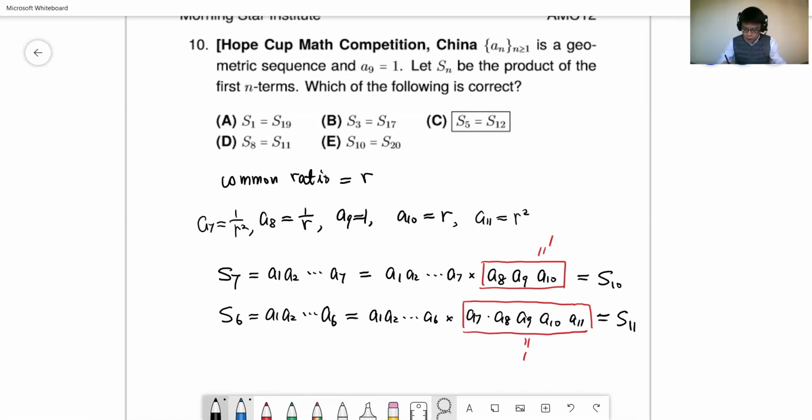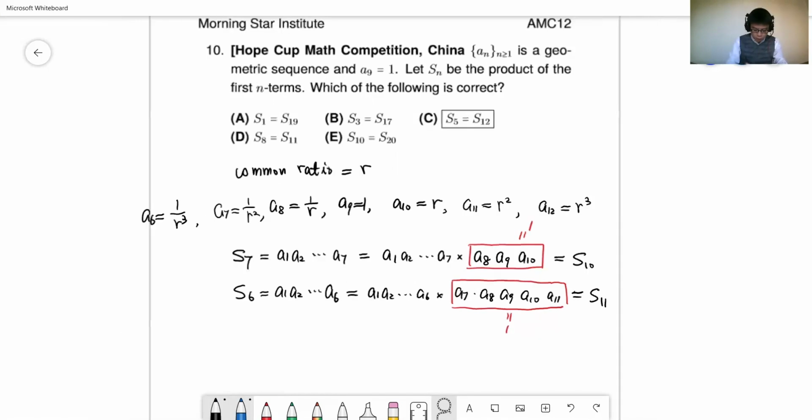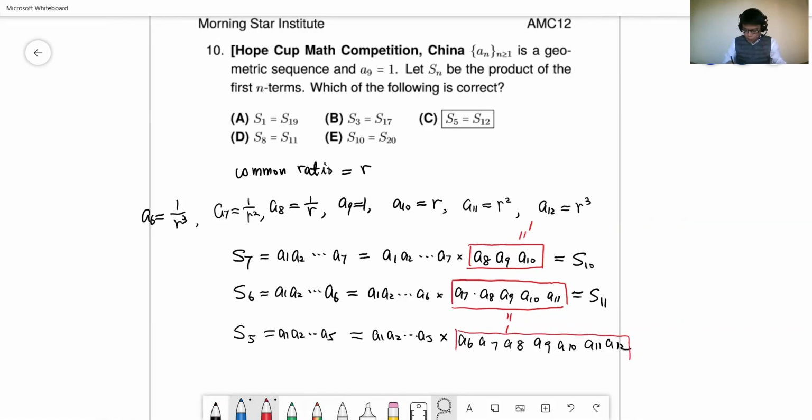Say we have A12 equals R cubed and A6 equals 1 over R cubed, right? So we can consider the product of the first 5 terms, A1, A2, up to A5. This equals A1 through A5 times the additional 7 terms, A6, A7, A8, A9, A10, A11, A12. These 7 terms have a product equal to 1. So the answer is S5 equals S12. So the answer is C.